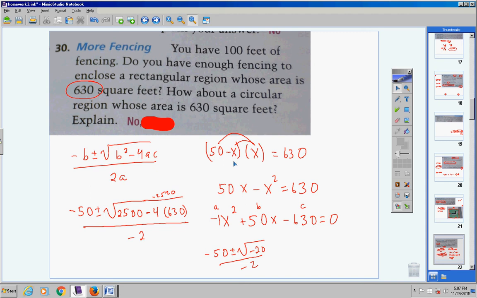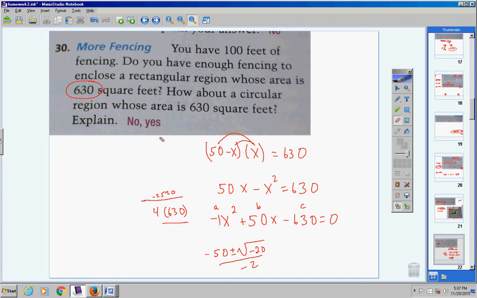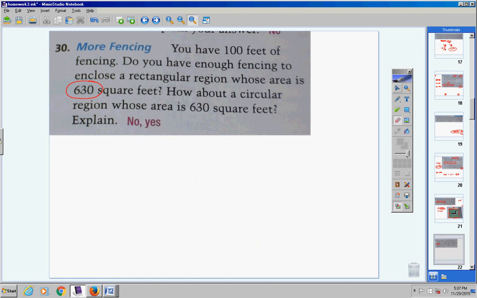Now, how about a circular region? Well, that's interesting. A circular region. Well, let's really think about this for a second, okay? We can do this. Alright, here we go. If I have a circumference of 100, okay? So here's my circle. And I have a circumference of 100. What would my diameter or radius be?